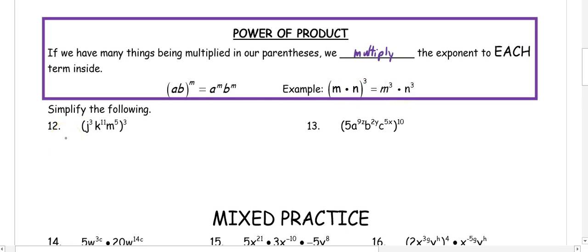So in number 7, we're going to take all of these exponents and multiply by 3. So j to the 3 times 3, k to the 11 times 3, and m to the 5 times 3. So it's just like the law before, but now there's more bases that we're going to multiply to. So we get j to the 9th, k to the 33rd, and m to the 15th.